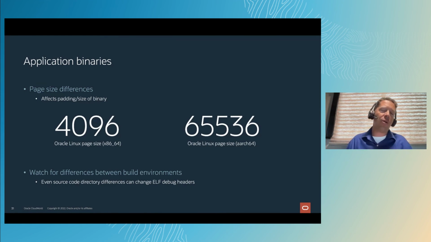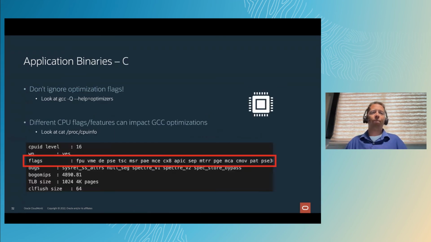Build environments are another area where even something as mundane as the directory of the source code, or where it's being built, can differ and result in changes to the ELF debug headers, for instance. Now, when you're looking at C, don't forget the optimizations. GCC is super awesome. It's really intelligent. Take a look at what optimizations it's using, and don't forget the different CPU flags and features. Those can impact how GCC builds and compiles. So look at /proc/cpuinfo, for instance, in your build environment and desired environment when you're trying to understand why things might be different than you expect.